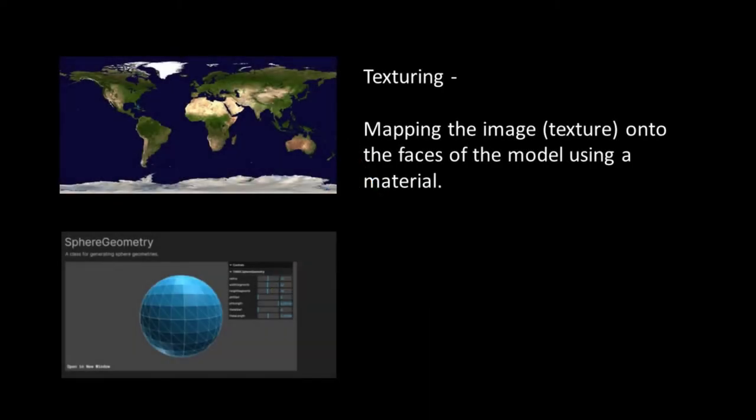When we want to texture our sphere with the Earth map, we are going to use a material. The material takes care that our texture is mapped onto the faces of our model. And that's how we come from an image to a texture on our sphere. Let's take a look at the code.